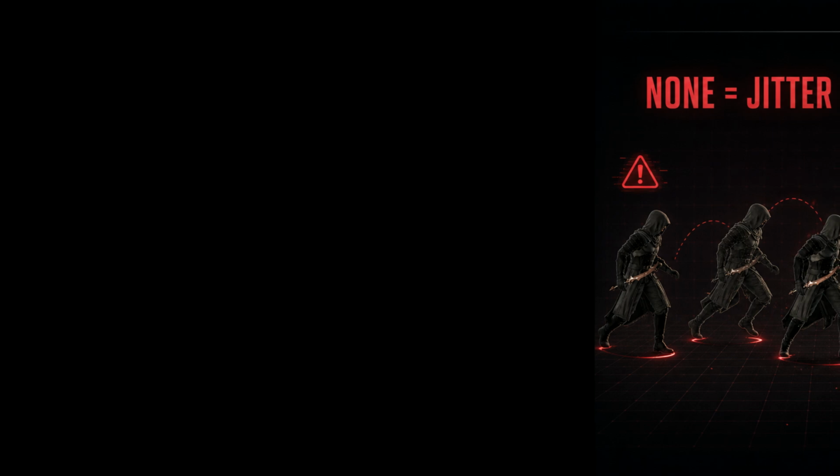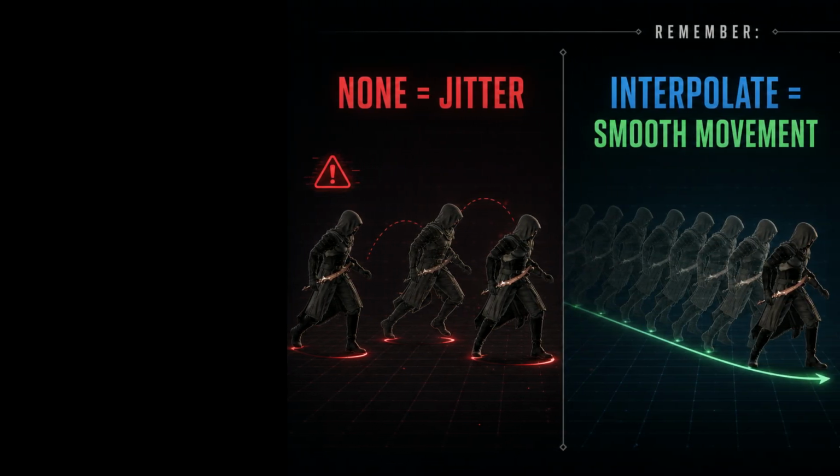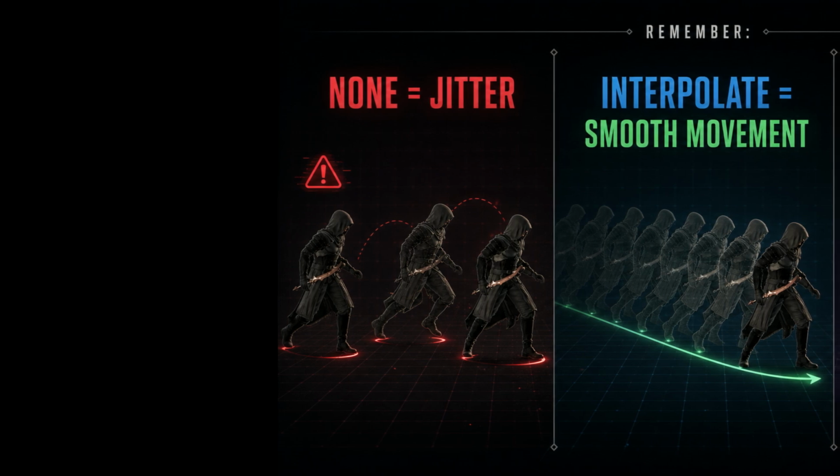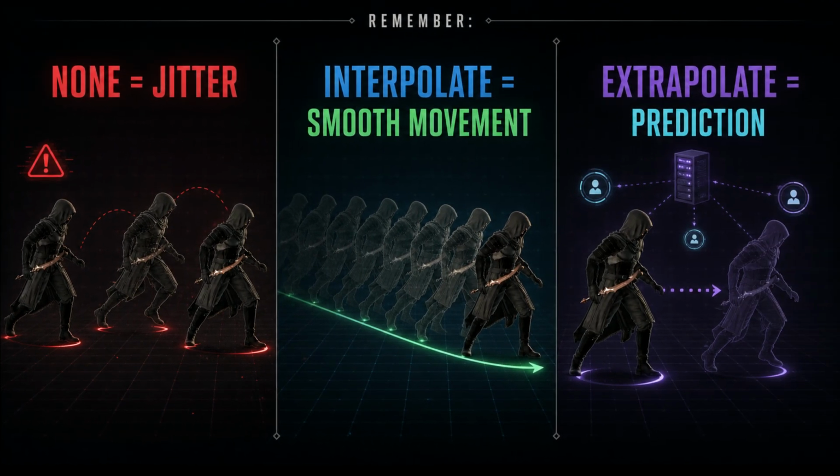So remember, if you set it to none, it causes jitter. Set it to interpolate, it means smooth movement, but only use this feature for your main character, not for every object. And extrapolate is for prediction and used mostly in multiplayer games.